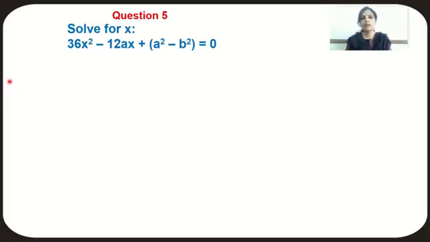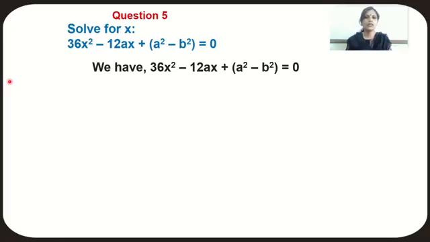If you go by formula method, your sum will go pretty lengthy because the value of a is 36 and b square minus 4ac will come a huge term. Let us see how I have solved this. So this is the equation given to us. I have rearranged the terms and I have written it in this manner.